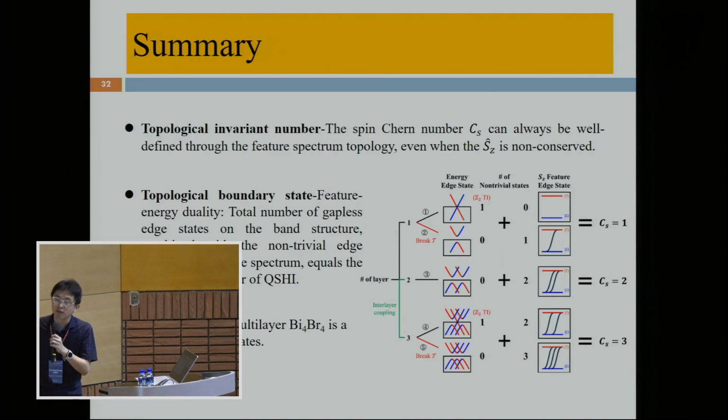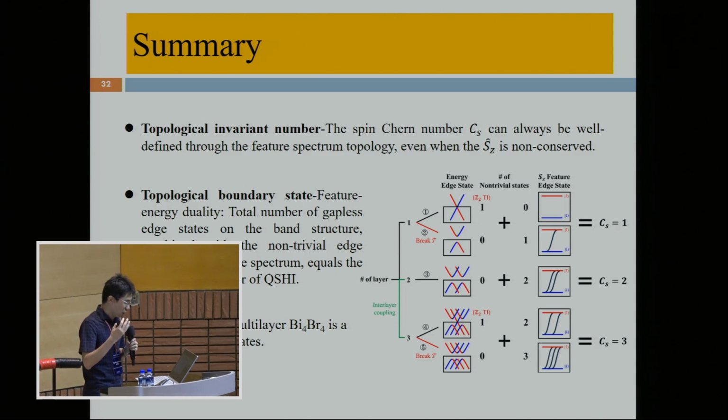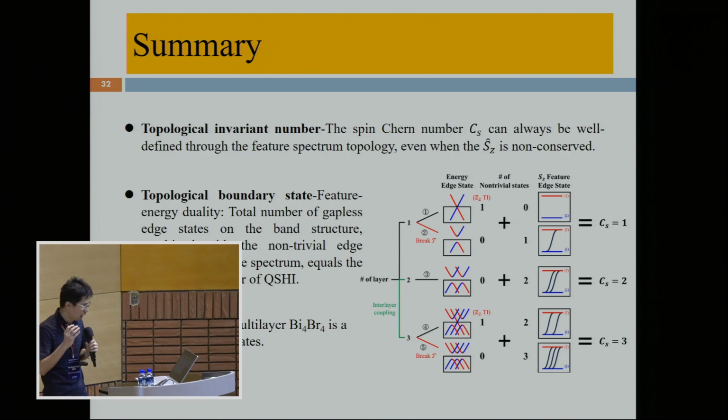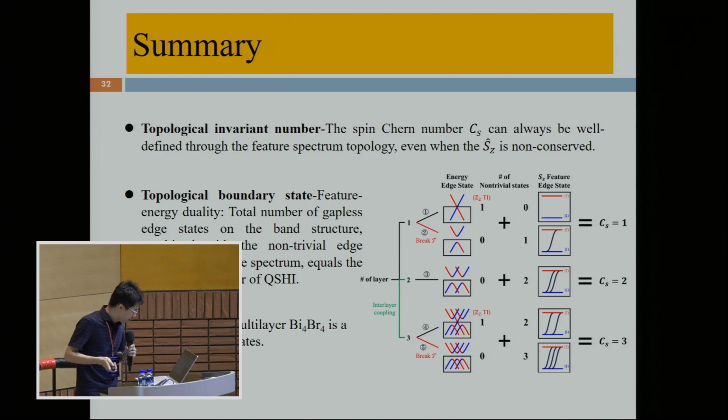Okay, the summary of this talk. Our study shows that the spin-Chern number can always be well defined through the feature spectrum topology, even if we include the symmetry-breaking term in the Hamiltonian. And we identify the feature energy duality. Therefore, the bulk boundary correspondence is still valid. For the material realization, we propose that the monolayer Bi4Br4 is a promising candidate to investigate the feature spectrum topology.